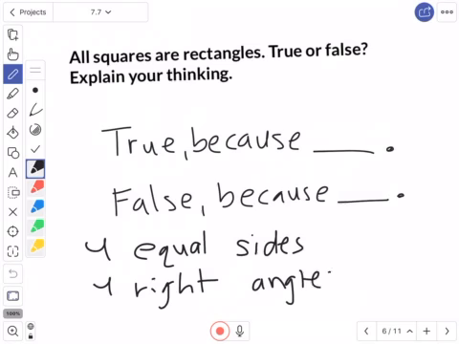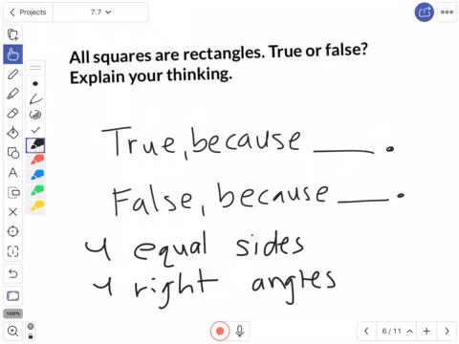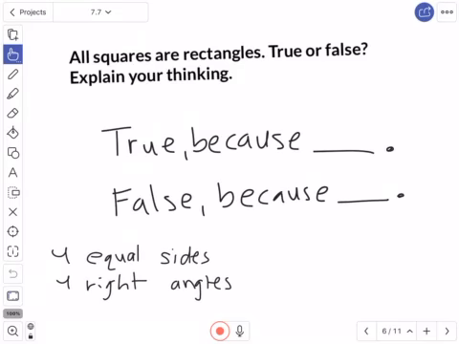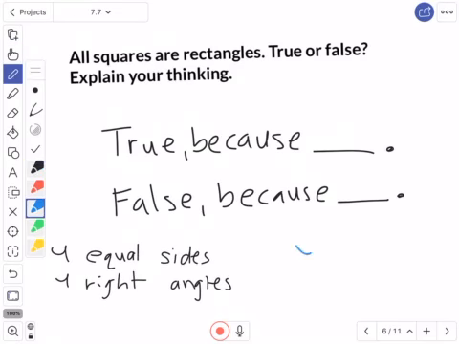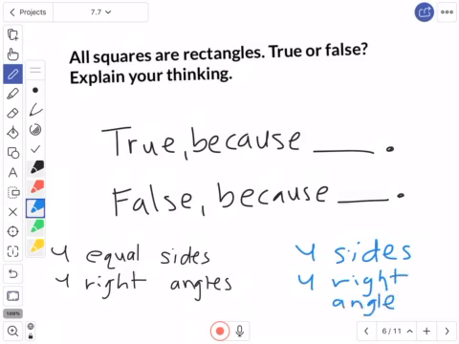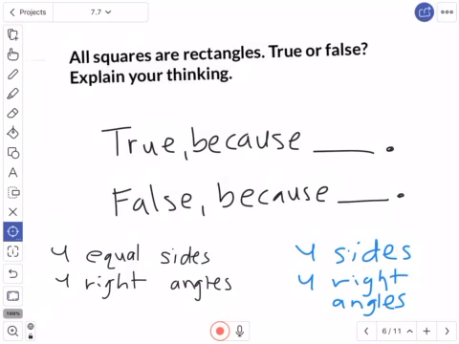Okay, so I know that about a square. Oh, you know what though? Rectangles have four sides, and they have four right angles. Oh, because that's all a rectangle needs. So my answer is true.